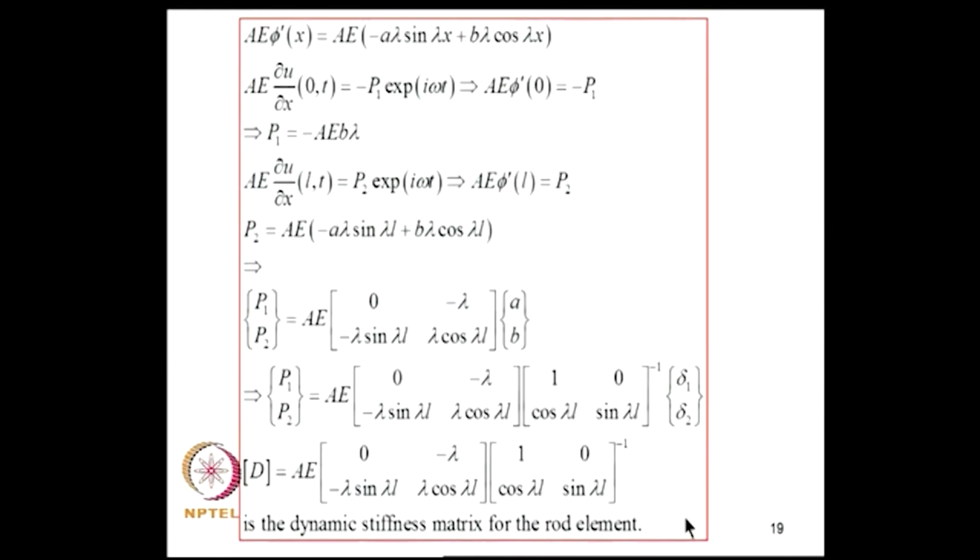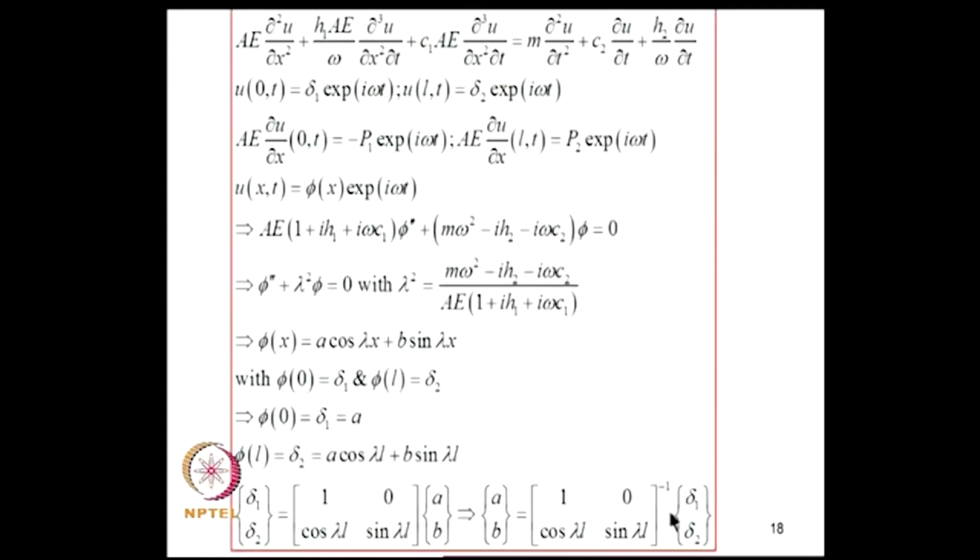Okay. Now, let us look at the conditions on the forces. Now, A E phi prime of x is this from the assumed solution. Therefore, at x equal to 0, I get A E phi prime of 0 is minus P 1, which is P 1 equals A E b lambda. At x equal to L, it is P 2, that is A E phi prime L is P 2. So, if you substitute that, I get this equation. So, now P 1 and P 2 are related to a and b through this matrix equation, which is actually assembled from this equation and this equation.